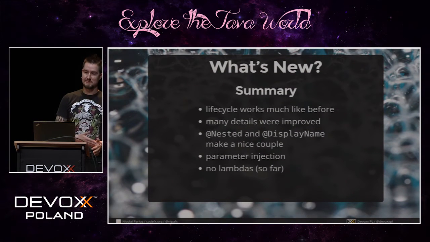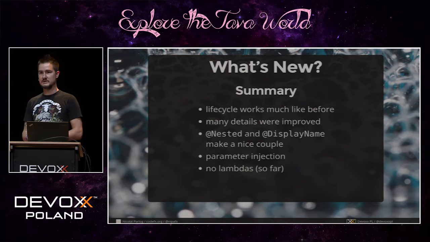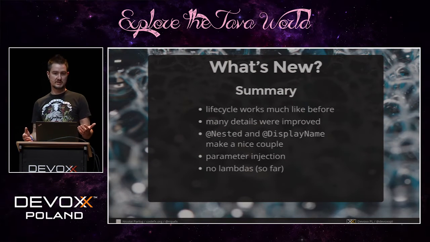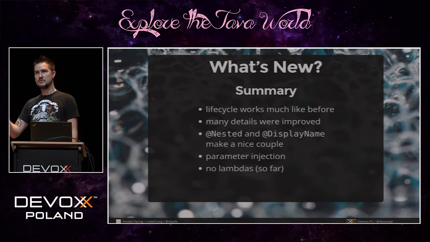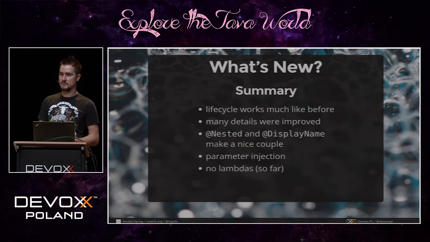So we're done with the guessing game. This is the superficial part, the API that we're going to use every day. And some of those things changed. Lifecycle works much like before, but many of the details were improved a little bit. The names were a little bit better. We can somehow inject parameters. We didn't look at how that worked, though.